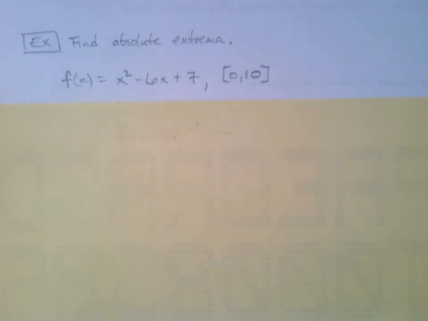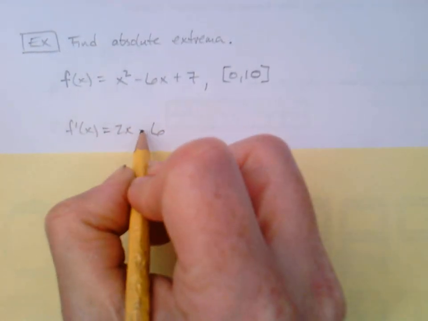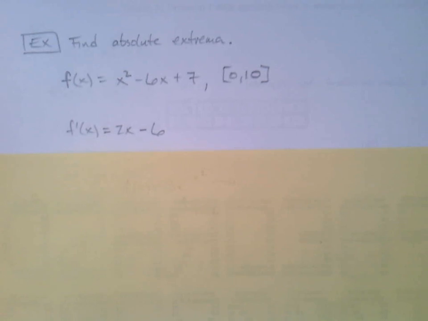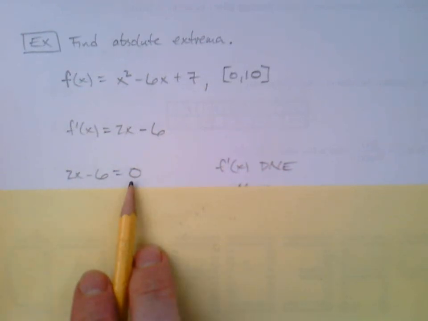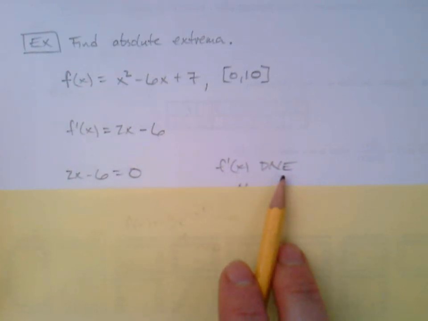So let's follow our steps. Step number 1 was find the critical numbers. So to find the critical numbers, of course, we need the derivative. Not a big challenge here. 2x minus 6. And then, of course, to continue to find the criticals, we need to find where that derivative equals 0 and where that derivative does not exist.